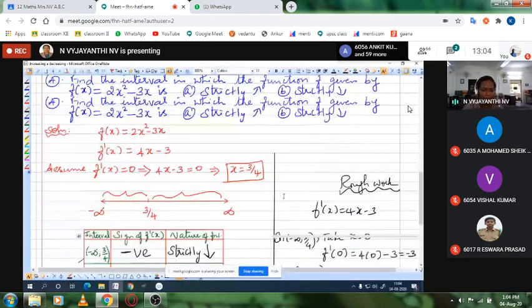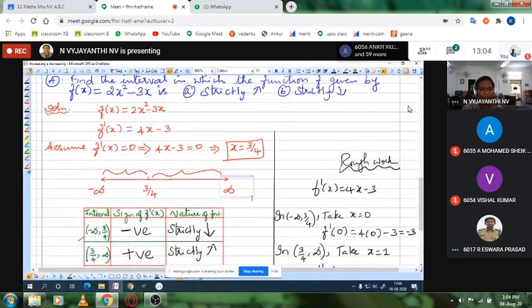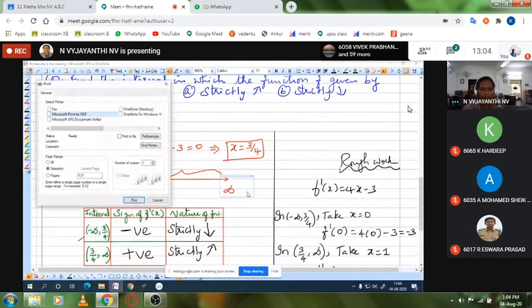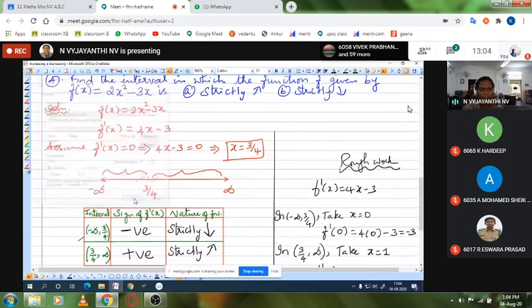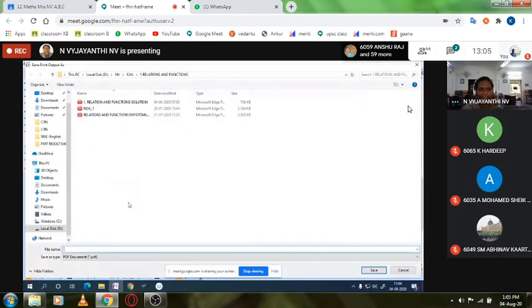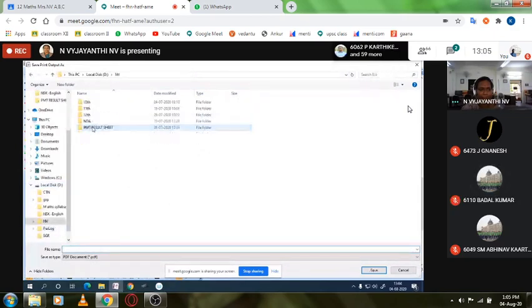Will you solve this problem correctly? This is an important 4-mark question. Will you solve it correctly? Okay.